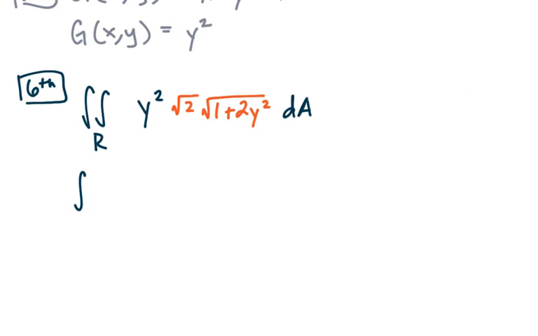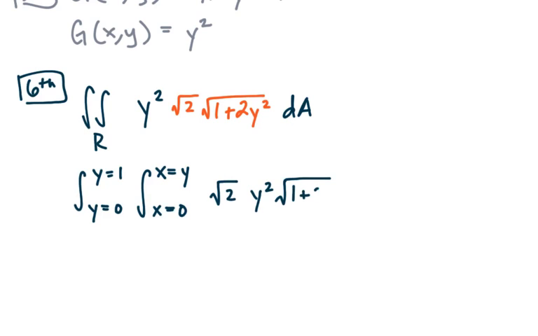So in this case, we've got the integral y equals 0 to y equals 1, x equals 0 to x equals y, of the square root of 2, y squared, and the square root of 1 plus 2y squared. That would be dx dy. It also makes more sense to integrate with respect to x first because there are no x's in our function, or rather our integrand. So I'll pull that root 2 out in front.